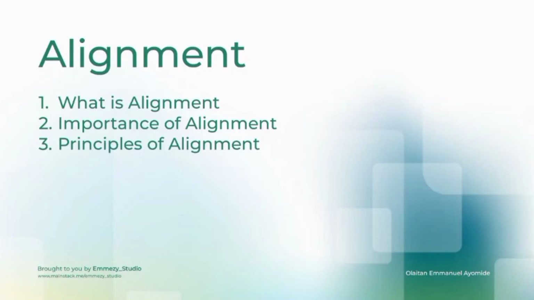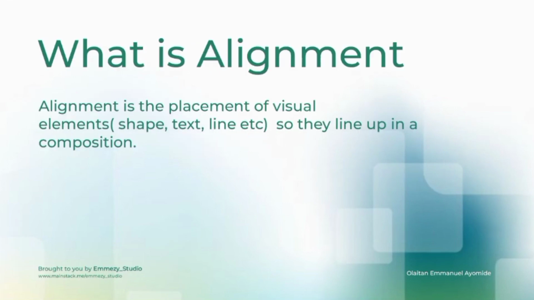So today's tutorial, we're going to look at what is alignment in graphic design. I'll break it down into three parts: what is alignment, importance of alignment, and principles of alignment. Alignment is the placement of visual elements, shapes, text, lines, etc., so they can line up in a composition.